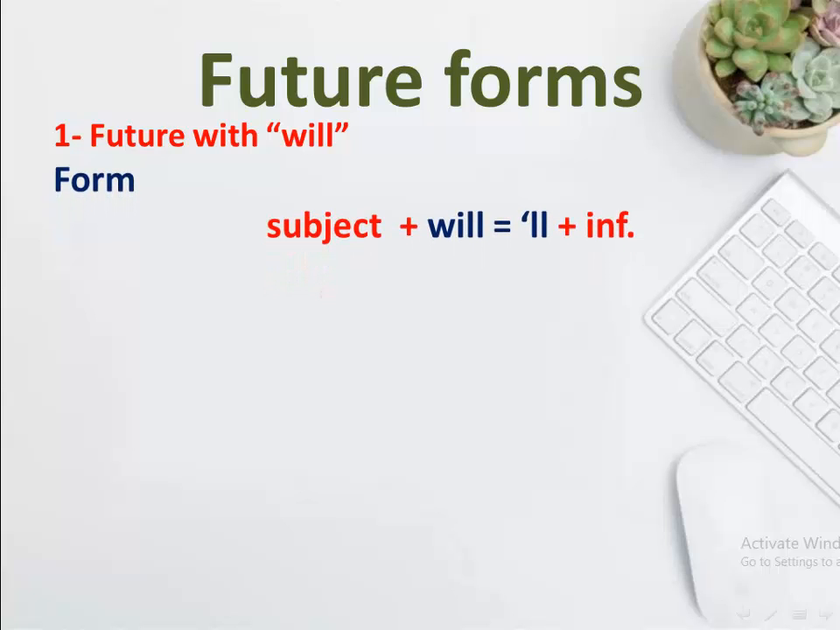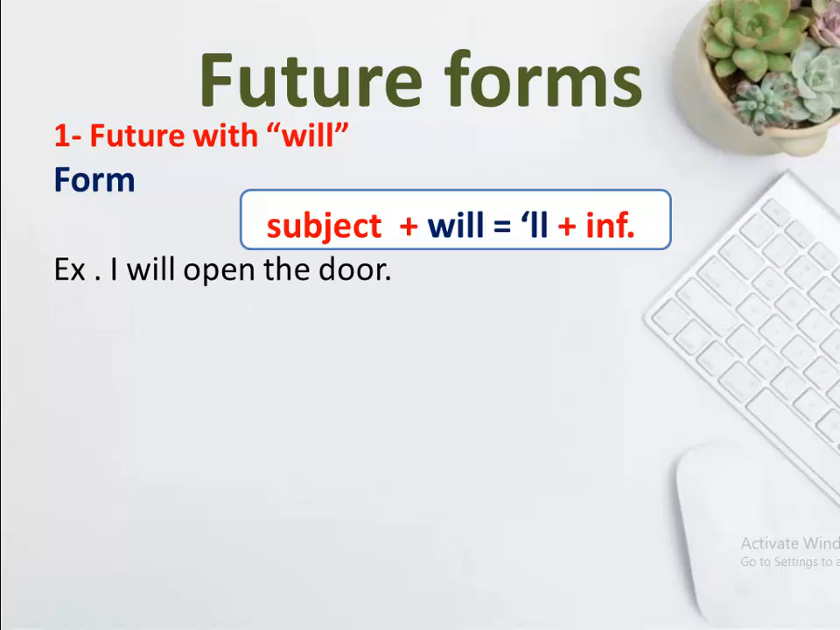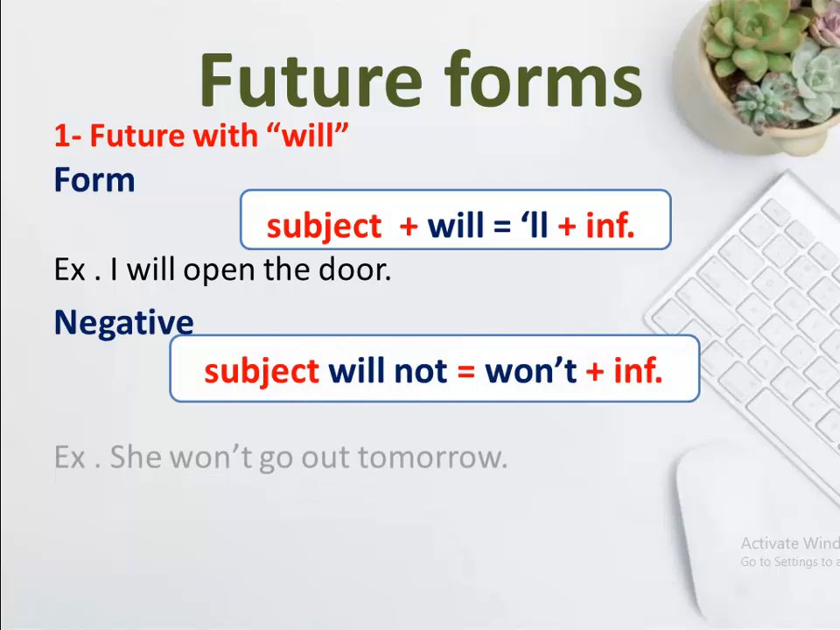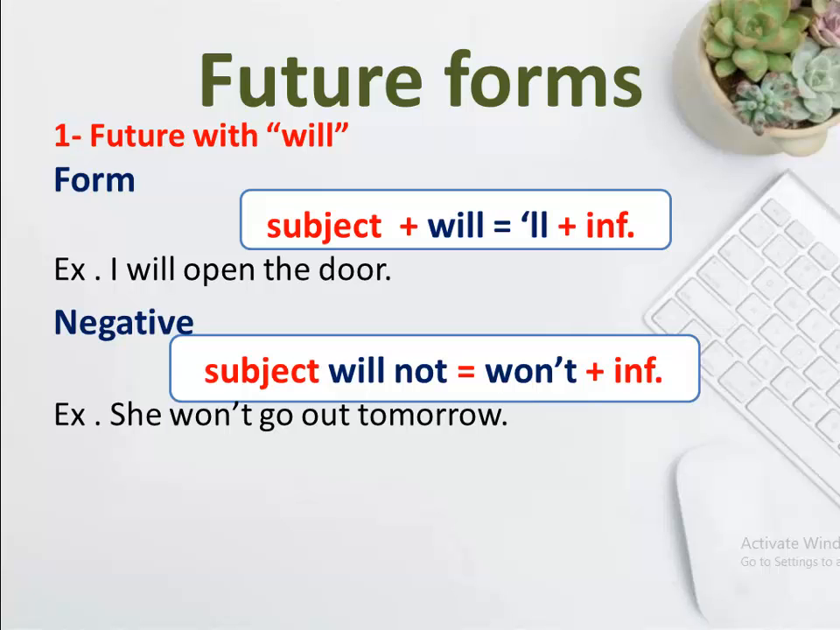Form: we use subject plus will plus the infinitive, or 'll instead of will. For example, I will open the door. Negative: we use subject plus will not or won't plus the infinitive. For example, she won't go out tomorrow.